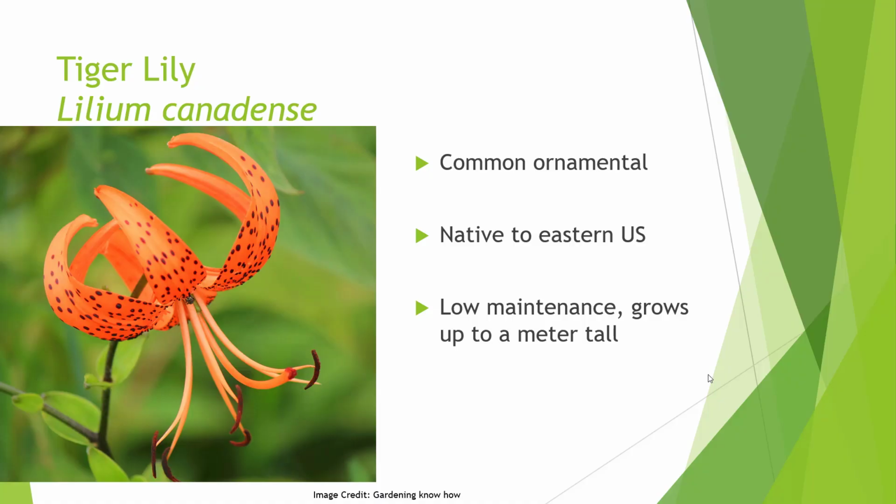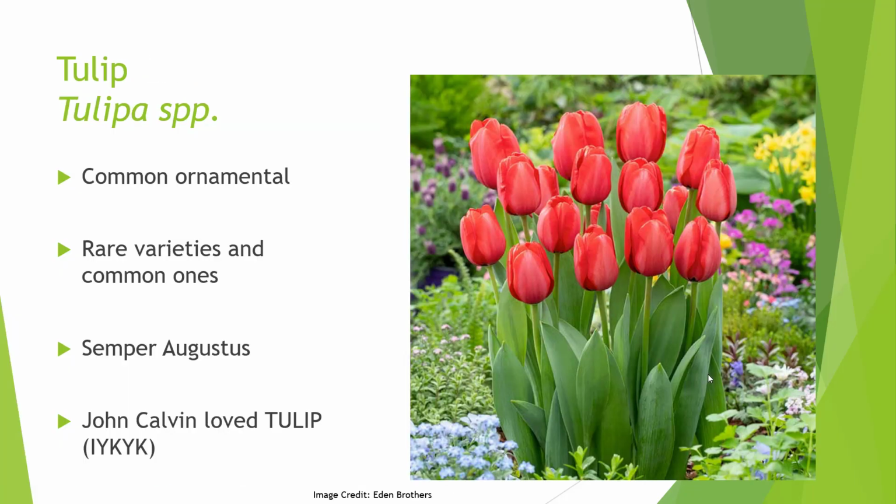The tiger lily, Lilium canadense. This is a pretty common plant. It's a very common ornamental in America. It's native to the eastern U.S. It's very low maintenance. It can grow up to 1 meter tall, and because those bulbs keep spreading out, you can get a good garden full of these with relatively little care.